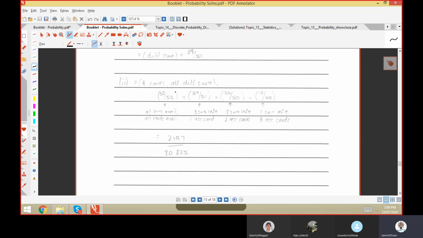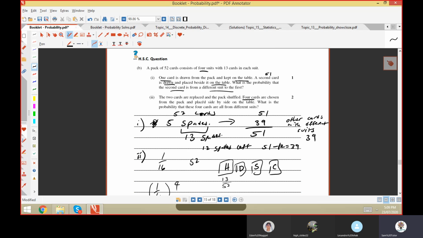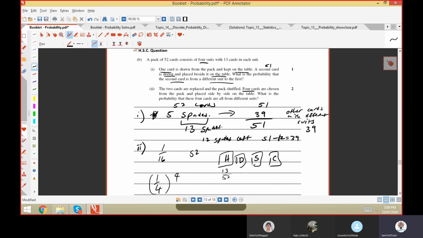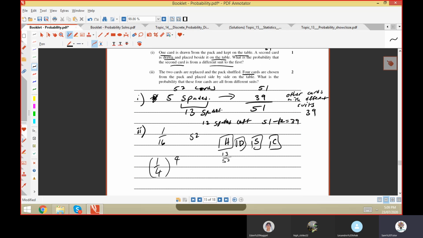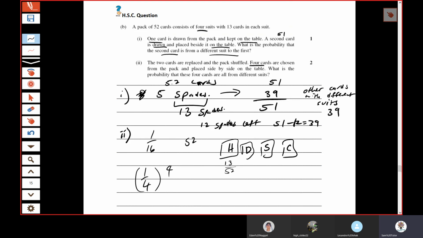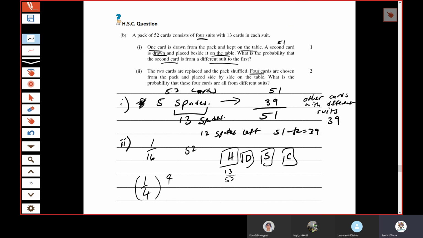Probably there were 4 cards, all different suits. The problem with that is it doesn't say to do that. It just says 4 cards are chosen from the pack. It doesn't say you're going to place one down. That was very bad. It doesn't say that. It's ambiguous.